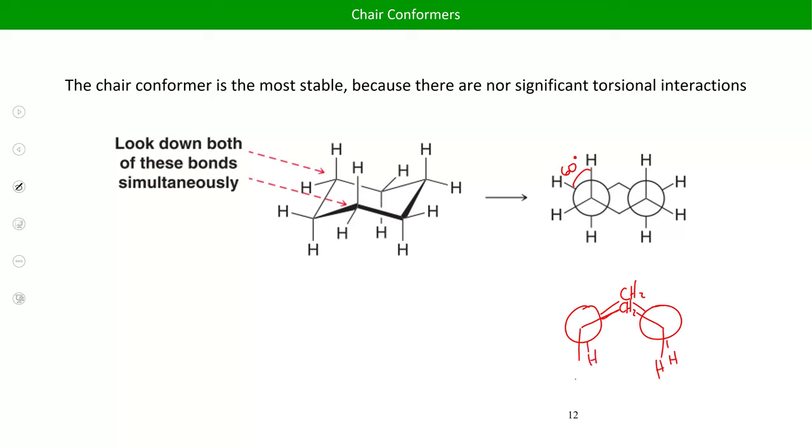just a nightmare. No, but you wind up with them being in these eclipsed conformations, where your hydrogens are right on top of your hydrogens and your CH2s right on top of your CH2s. This is the boat? This would be the boat.